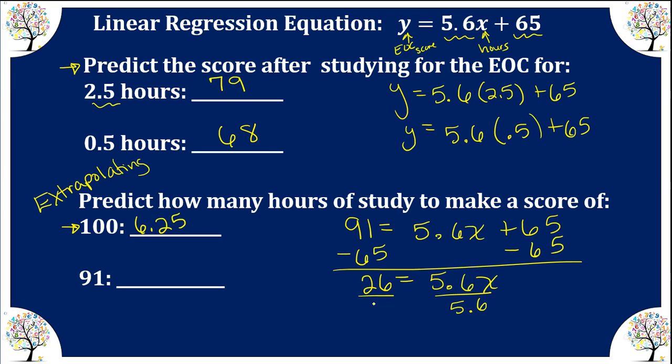This is why I always like to identify and acknowledge what our X represents and what our Y represents. This will help you answer questions. So now we're going to take 26 and divide it by 5.6. So it says 4.64 and so on, but we'll just round it to 4.6. So to make the 91, according to our line of best fit, we need to study for 4.6 hours.